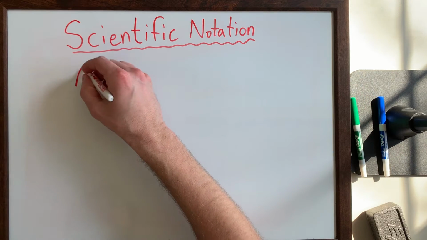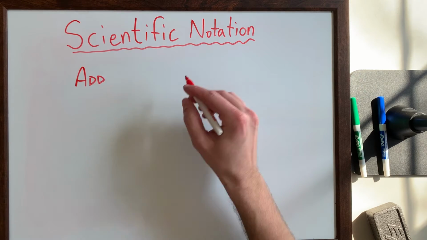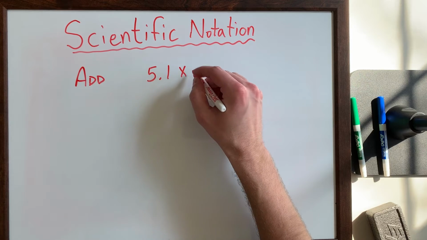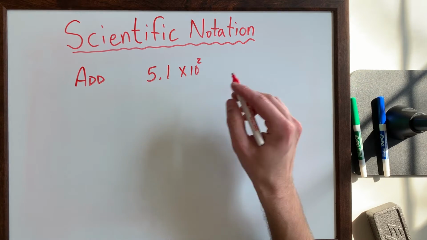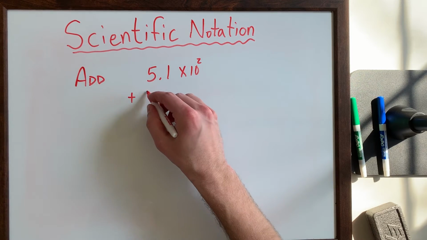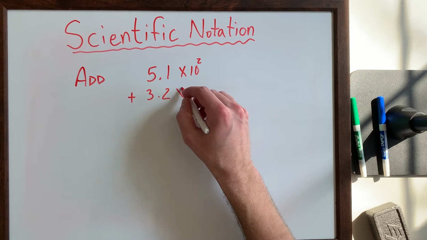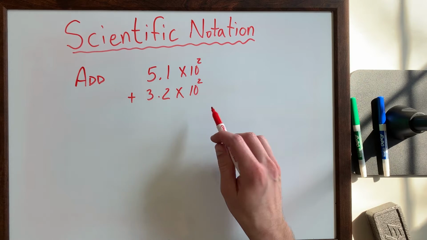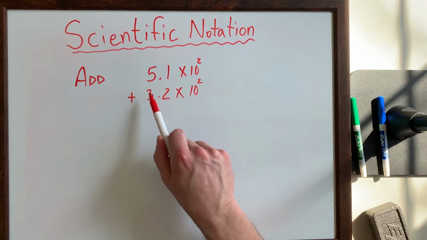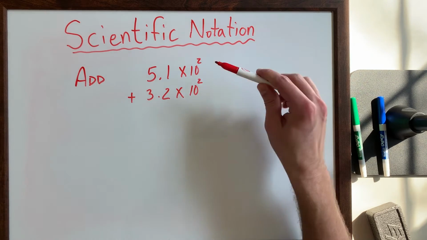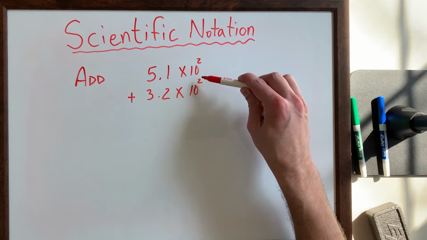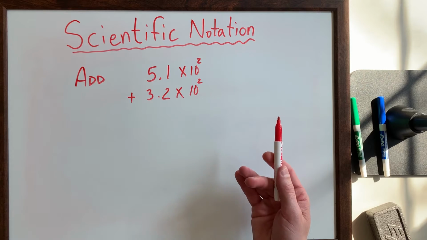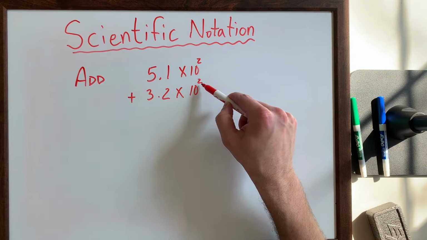The first example that we're going to do is we're going to add. And what if I say 5.1 times 10 to the second, and I'm going to add 3.2 times 10 to the second, okay? When you add, and it's true for subtraction as well, when you add numbers in scientific notation, the exponents have to be the same, okay? And there's ways to make them the same if you're given two numbers where they're different, and I'll show you how to do that next.